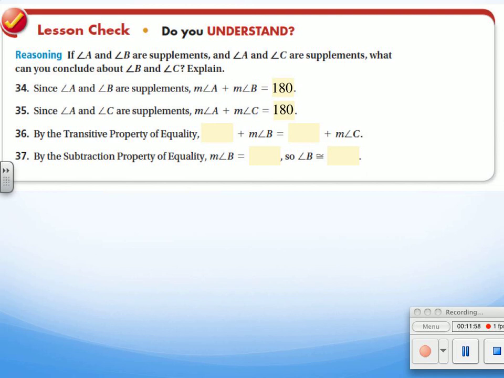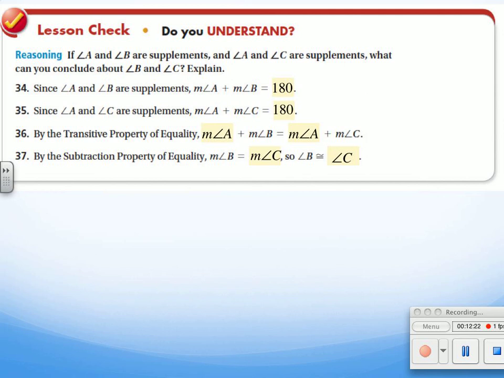We can use the transitive property of equality to say that the measure of angle A plus the measure of angle B equals the measure of angle A plus the measure of angle C. By the subtraction property, subtracting the measure of angle A from both sides, we know that the measure of angle B is equal to the measure of angle C, so angle B is congruent to angle C.